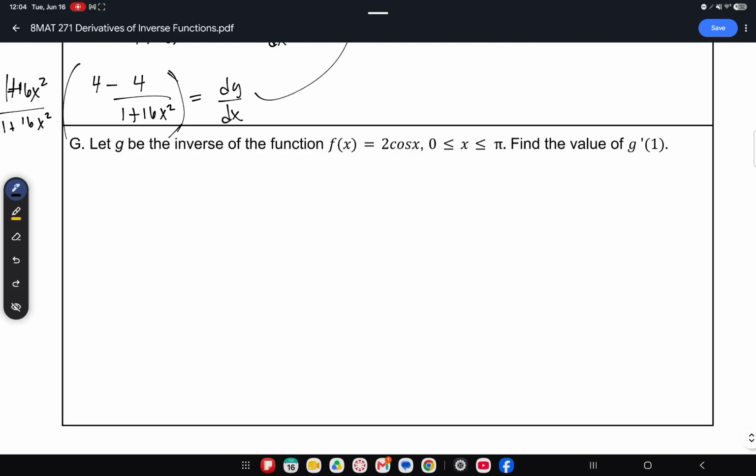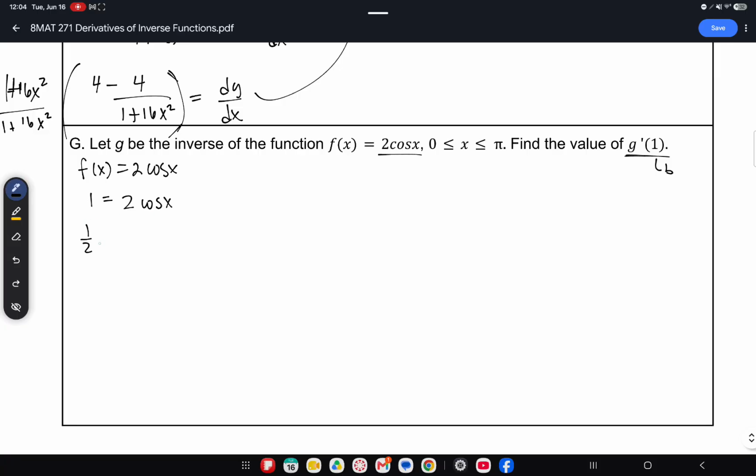Let's look at one more here. So let g be the inverse of the function f of x equals 2 cosine x from 0 to pi. So find the value of g prime of 1. All right, so we know our function is 2 cosine x. We know 1 is that b value, or that y value. So let's find the x value. So if my function is 2 cosine x, I know the output is 1. So let's find x.